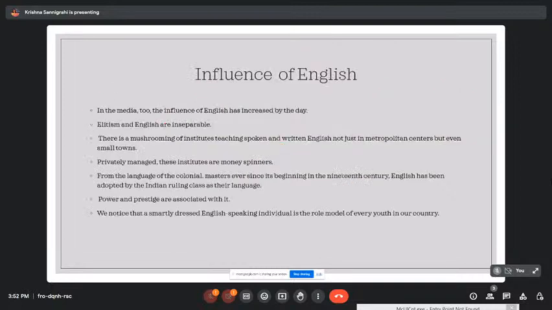In the media too, the influence of English has increased by the day. So in media as well, what has happened? The influence of English has increased. Elitism and English are inseparable. And there is a mushrooming of institutes teaching spoken and written English.